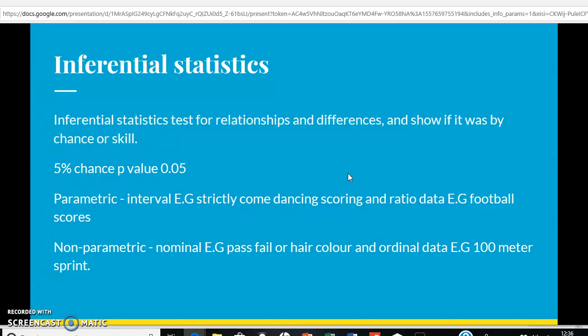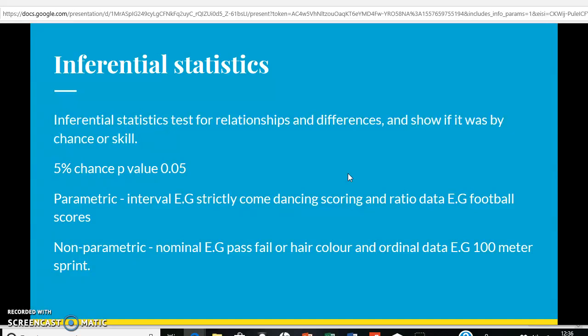So to show this on a data set, a p-value is used to show that significance level of p is less than or equal to 0.05. So if you get a score of 0.04, it shows that the data collected was through the performer's skill.